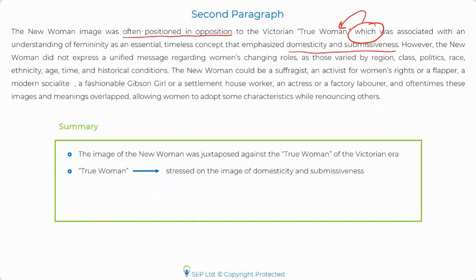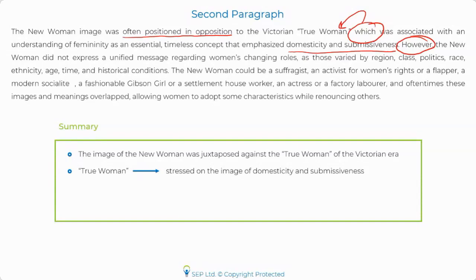So that's there. And then you have a "however." So right away, you know the author is going to give us a contrast here. All right? So why is this contrast being offered here? We've got to still discover it. The new woman did not express a unified image regarding women's changing roles.